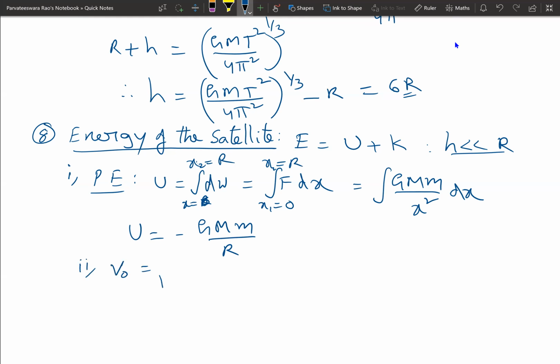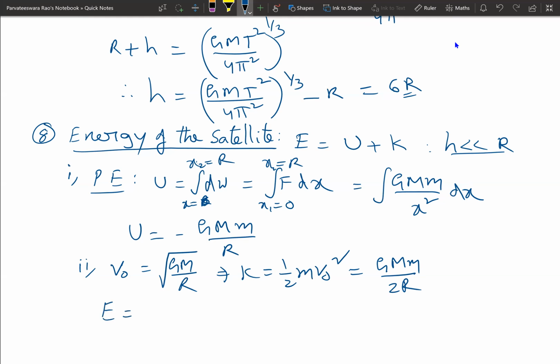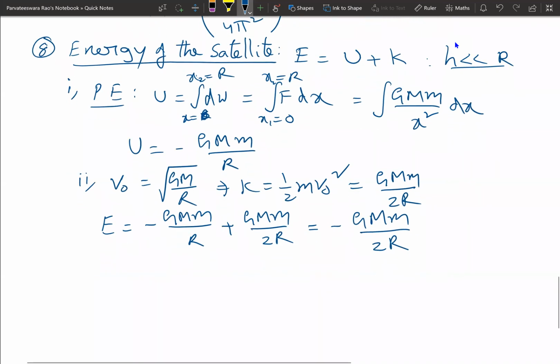Next, orbital velocity of the satellite is root gm by r, and kinetic energy, of course, is half mv naught square. Therefore, I get g capital M small m by 2r. So total energy of the satellite is minus g capital M small m by r plus g capital M small m by 2r. So it will be minus g capital M small m by 2r will be the formula for total energy.